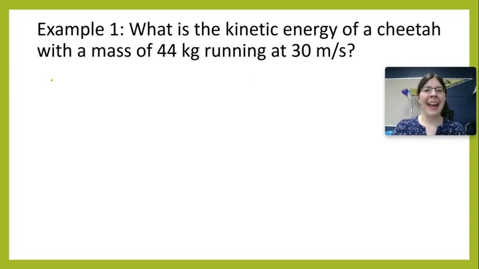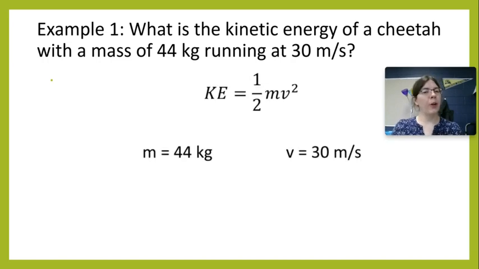Okay, so let's go ahead and calculate an example of this. What is the kinetic energy of a cheetah that has a mass of 44 kilograms and is running at 30 meters per second, so really fast? So we first need to think about our equations. So we're going to use that 1/2 times mass times the velocity squared. And our mass for this problem is 44 kilograms. Our velocity is going to be the 30 meters per second.